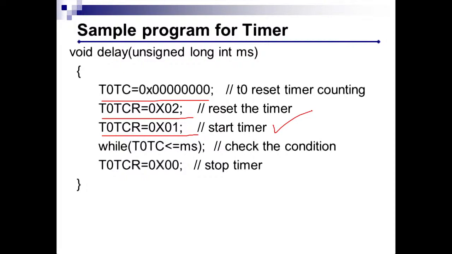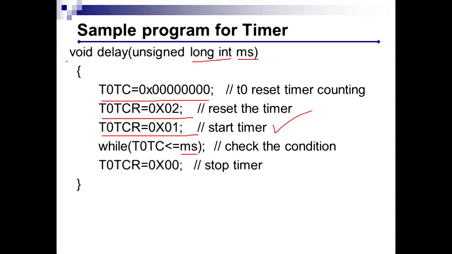And whenever it is less than or equal to certain ms, now ms is the variable, a long integer variable, passed through this subroutine. So let's say we are calling this subroutine and we specify that delay into bracket 10,000, then the value of this ms will be 10,000. And this timer will be incremented up to 10,000.